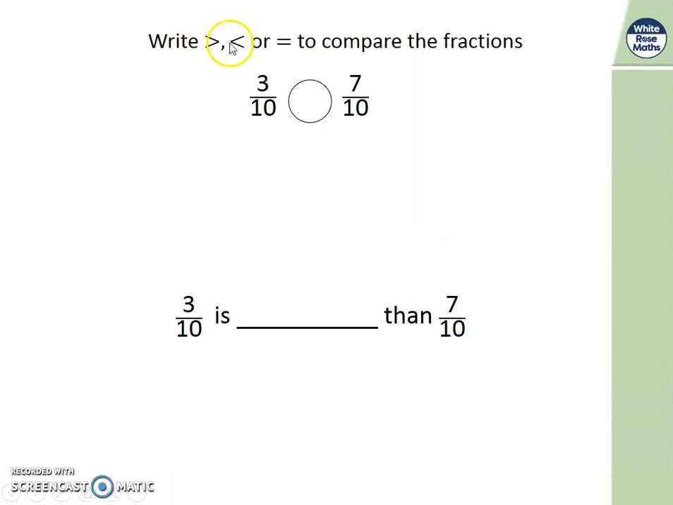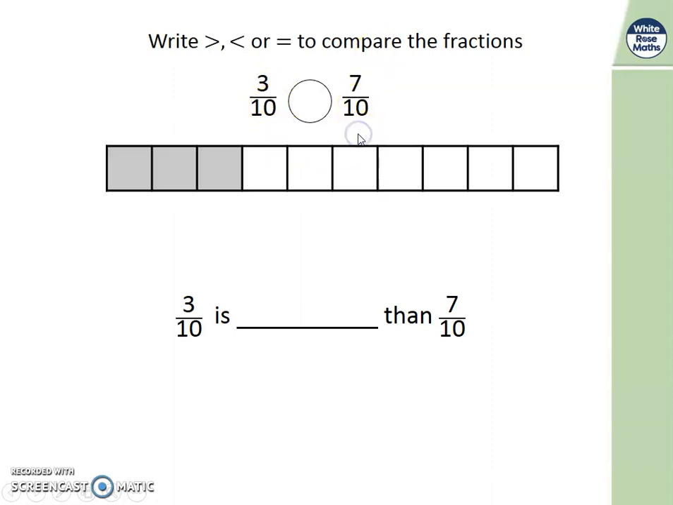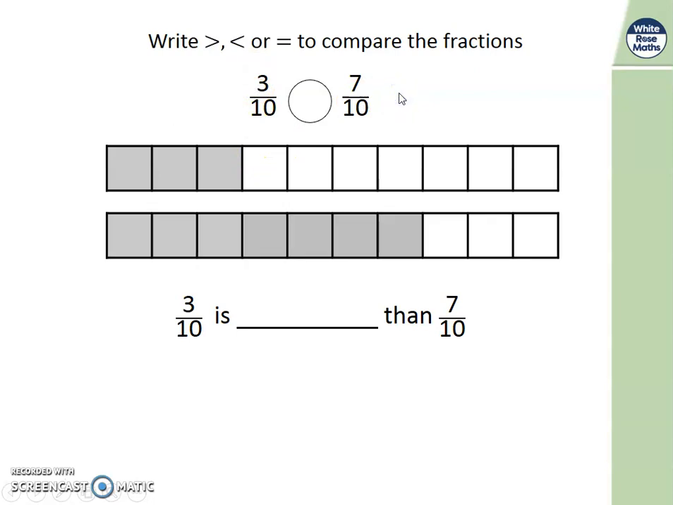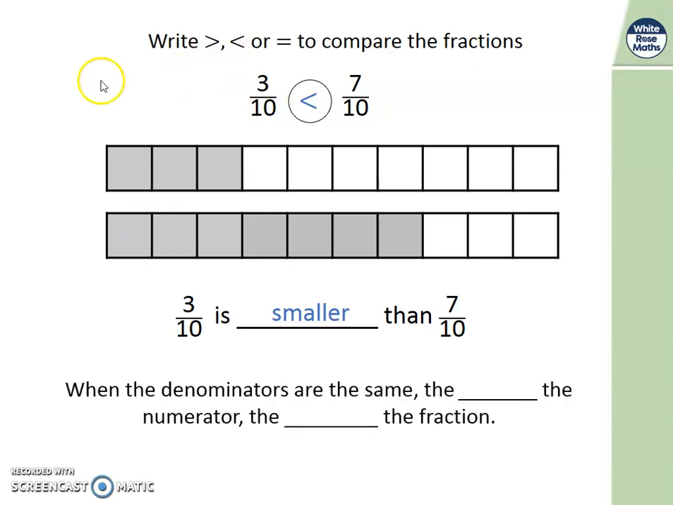We're going to be using the symbols to compare the fractions. So 3/10, and I'm comparing it to 7/10. Let's draw it first. My parts are 10 parts and 3 are shaded. Draw again, 10 parts and 7 are shaded. You should be able to see quite clearly here that 3/10 is smaller than 7/10. When the denominators are the same, here 10 and 10, the greater the numerator, the greater the size of the fraction.